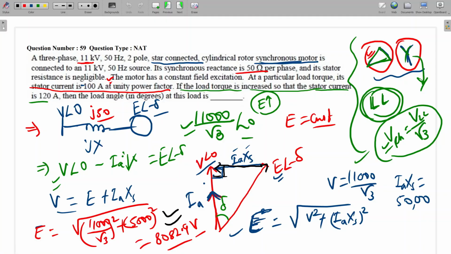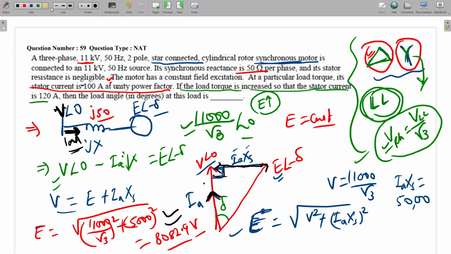Sir, in this phasor diagram, IA is in phase with V, it is a resistive load? See, it is asking for unity power factor. See, first case you read here. The motor has a constant excitation at a particular load torque. Its stator current is 100 ampere at unity power factor. So this is the stator current, 100 ampere. But unity power factor means this terminal voltage and this current will be in phase. Is it clear? This is the stator current. This is the terminal voltage of the motor. So unity power factor means this voltage and current will be in the same phase.